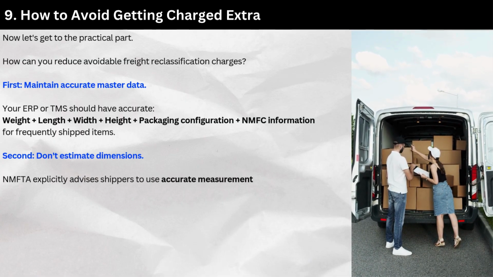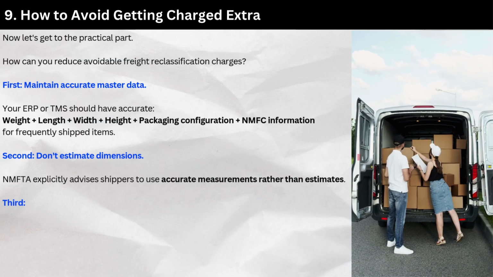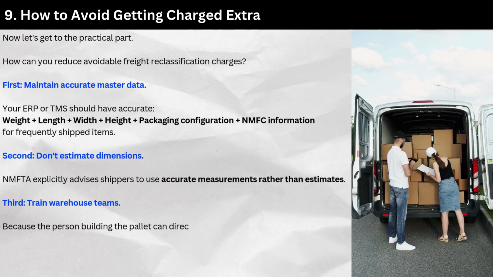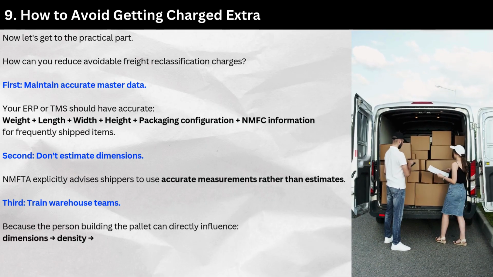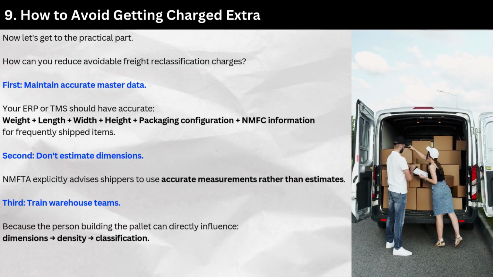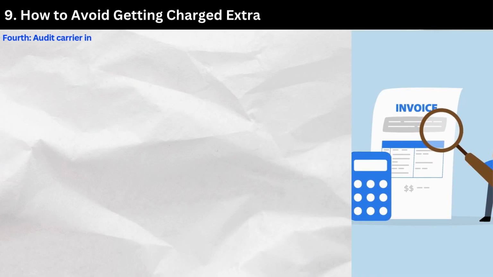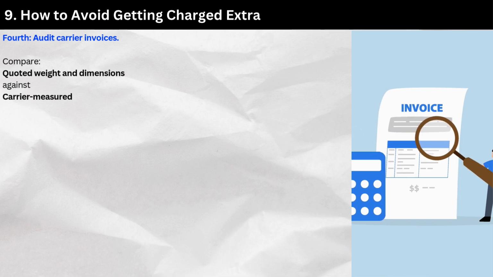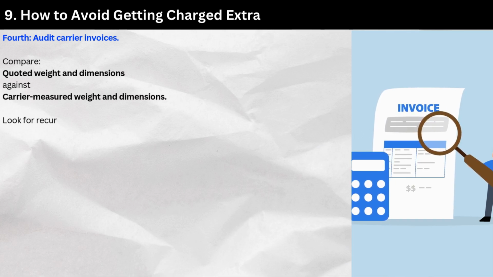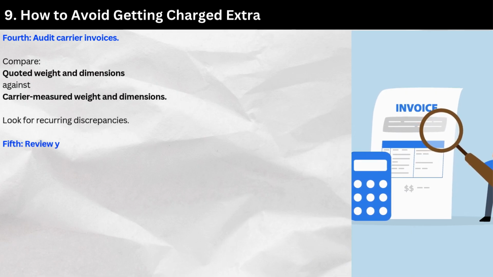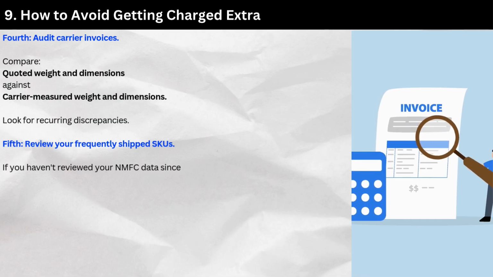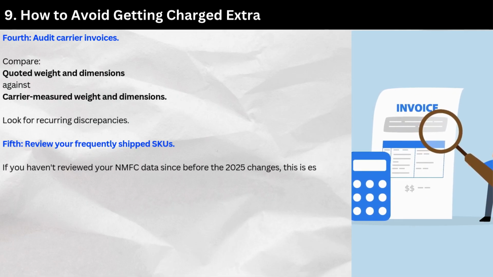NMFTA explicitly advises shippers to use accurate measurements rather than estimates. Third, train warehouse teams, because the person building the pallet can directly influence dimensions, density, classification. Fourth, audit carrier invoices. Compare quoted weight and dimensions against carrier measured weight and dimensions. Look for recurring discrepancies. Fifth, review your frequently shipped SKUs. If you haven't reviewed your NMFC data since before the 2025 changes, this is especially important.